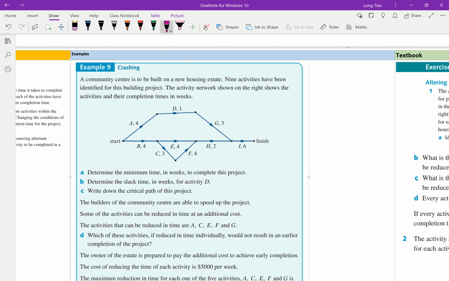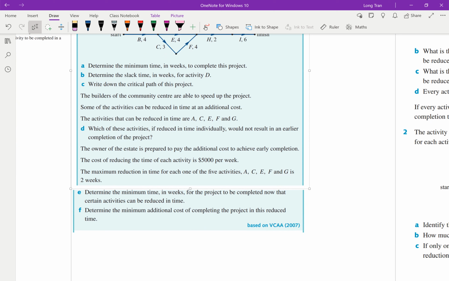In class, I think I might have confused a lot of students, and mainly because I forgot to read this section here, that there was a maximum reduction in time of 2 weeks for every activity. Otherwise, you could just keep reducing and it becomes quite problematic. But you've got a cap of 2 weeks that you can only take off per activity. And the cost of reducing each time is $5,000 per week.